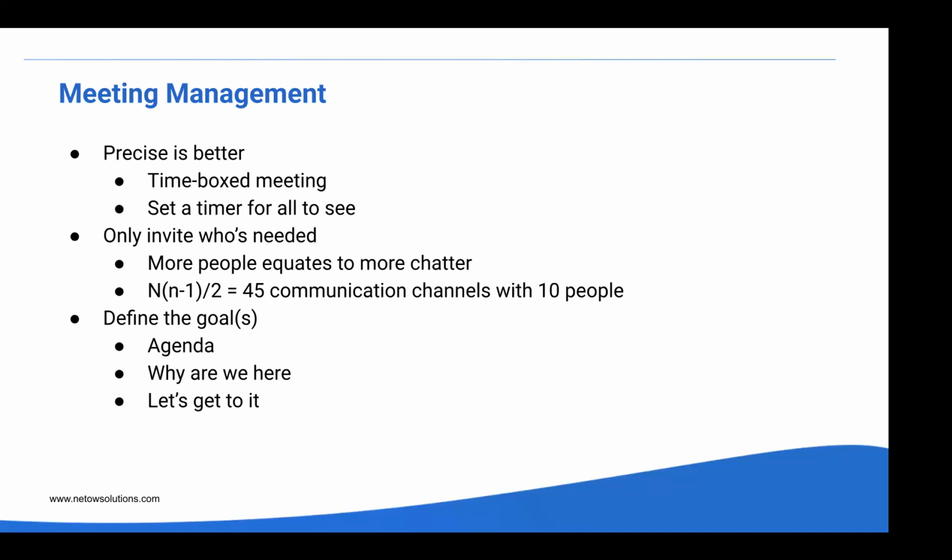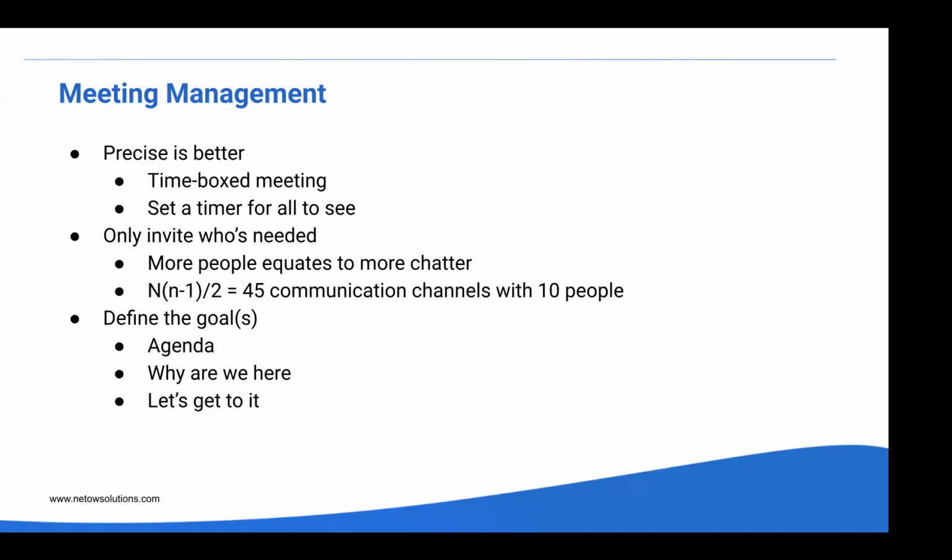Now, also understand that you only need to invite those that actually matter for that meeting, because by adding so many people to that meeting, not only do you have that work productivity being lost, but you're also increasing the number of communication channels in that meeting. So for example, if you have 10 people in a meeting, especially if it involves physical interaction, you're creating a total of 45 connection channels. And that also leads to a lot of chatter, a lot of discussions, and that distracts from the goal of what you're trying to achieve in that meeting. At the end, define the goals, have an agenda, know why you're there, and then get to it.